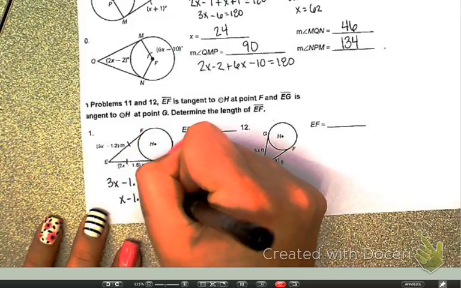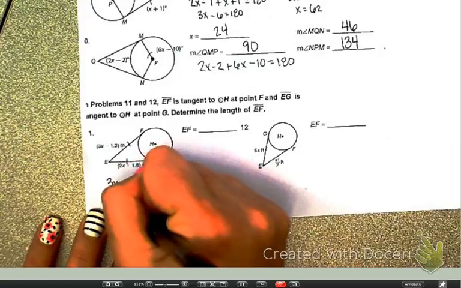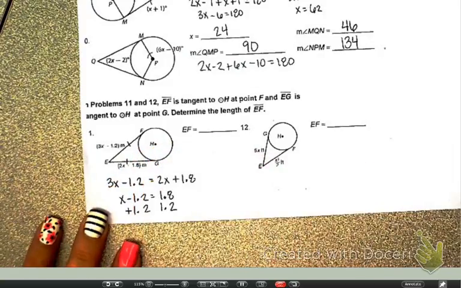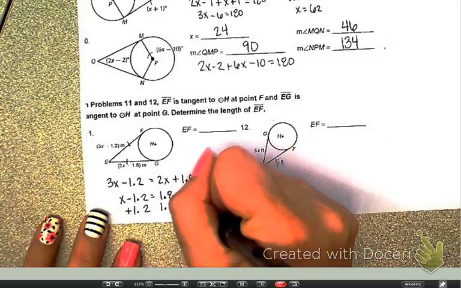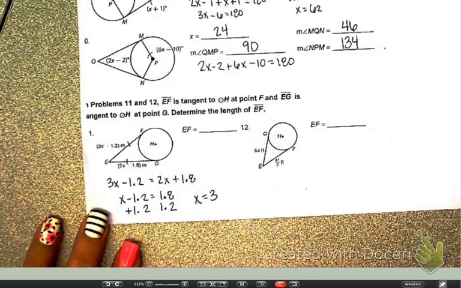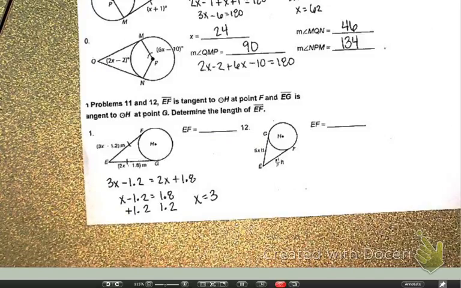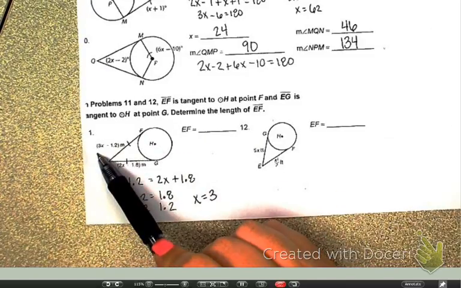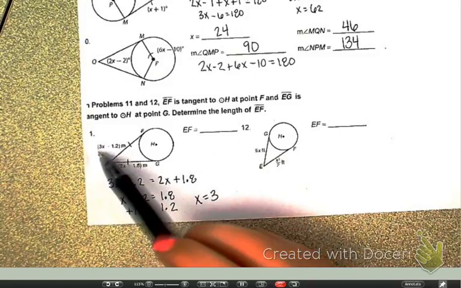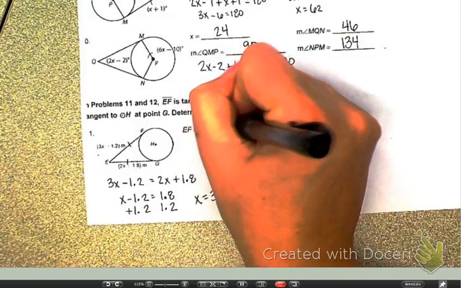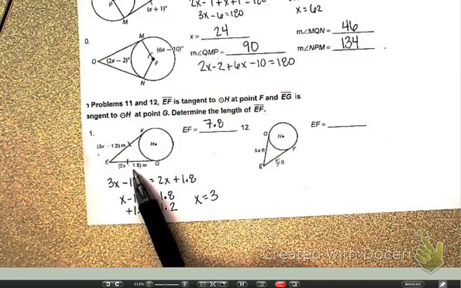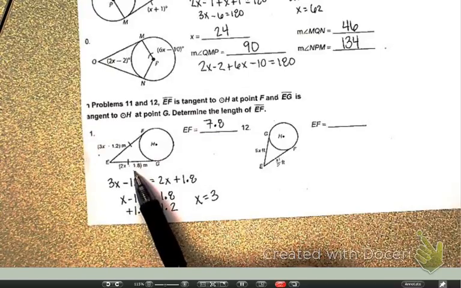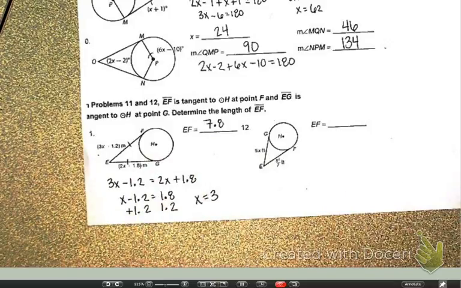Okay, I'm going to solve by subtracting 2x from both sides, leaving me with x minus 1.2 equals 1.8. And I'm going to add 1.2. If you are doing this adding by hand, you need to make sure you line up those decimals. But you end up with x equals 3. Now I want EF. So if I plug it back in, 3 times 3 is 9. 9 minus 1.2 is 7.8. If you plug it back in over here, you should get the same answer, do you? 2 times 3 is 6, plus 1.8 is 7.8.